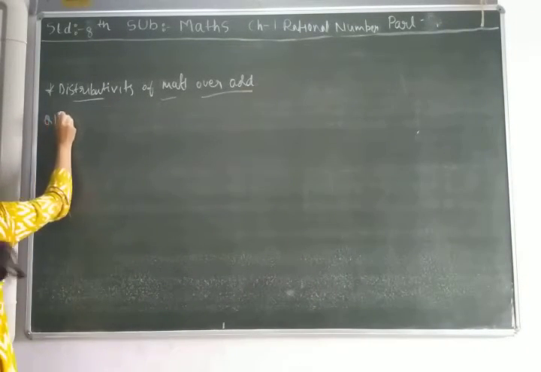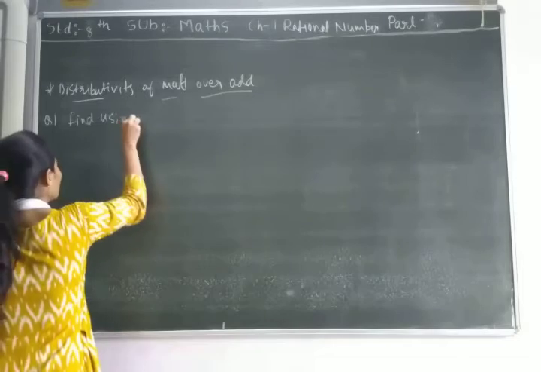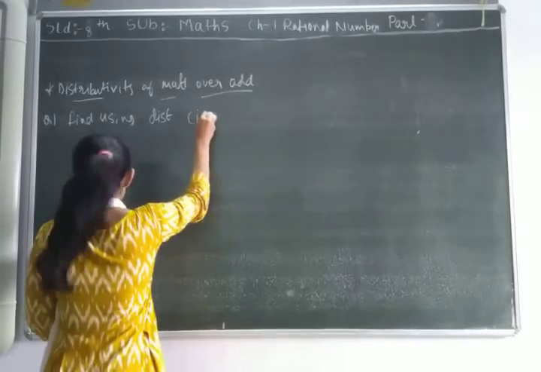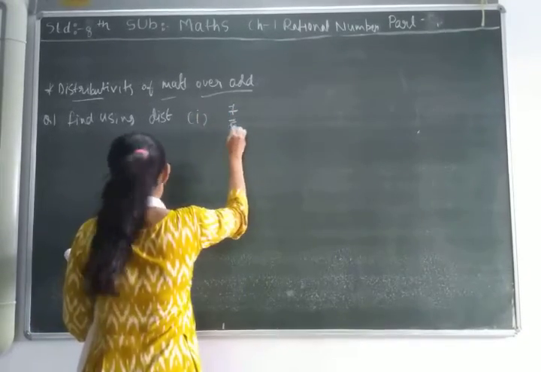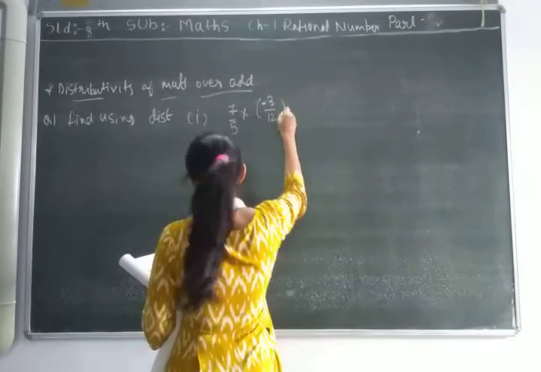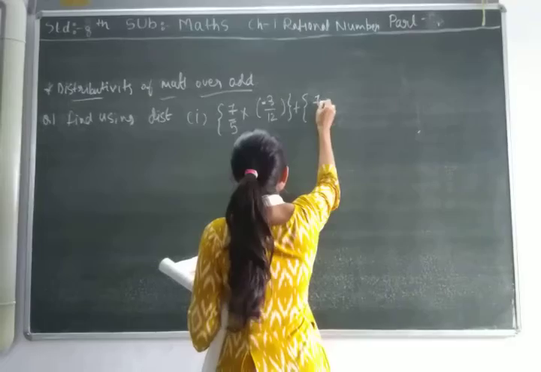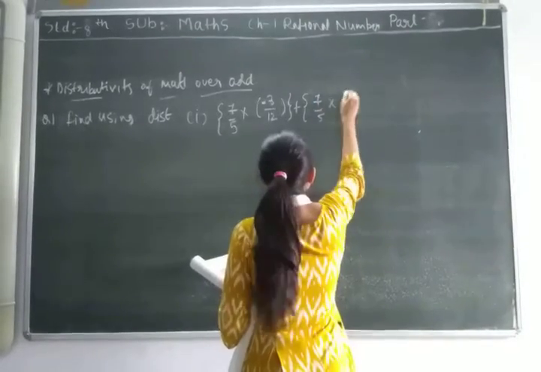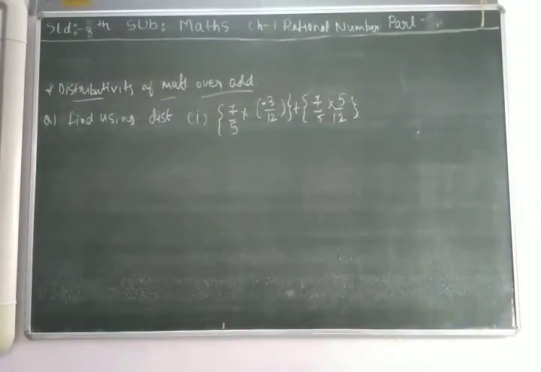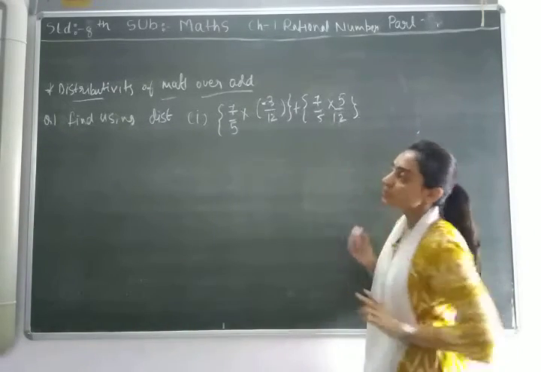Now the question says find, using distributive property, 7 by 5 into minus 3 upon 12 plus 7 by 5 into 5 by 12. Okay, now look at over here, the distributivity. The second portion was given.